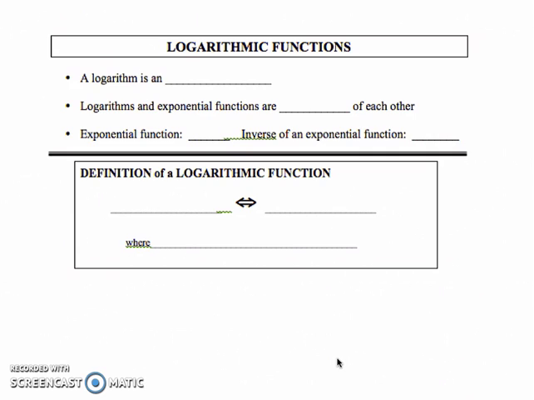Today we are going to be talking about logarithmic functions. Yesterday in section 4.1 it was exponential functions. A logarithm is an exponent, so it makes sense that we discuss these two things in the same chapter. Logarithms and exponential functions are inverses of each other. So, reflections over the line y equals x, right?